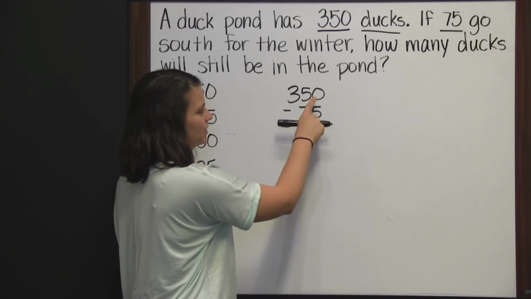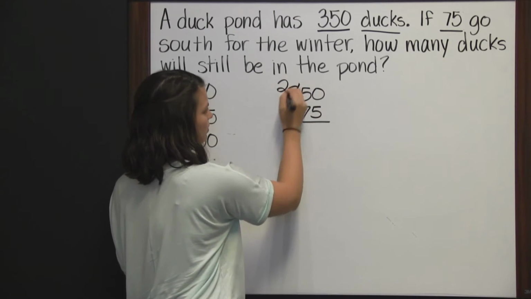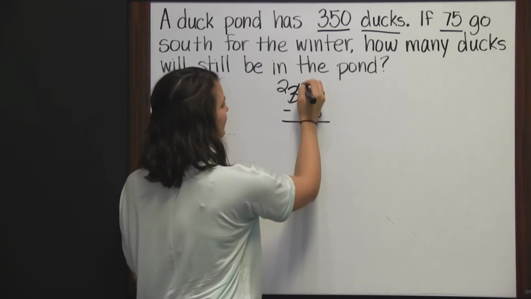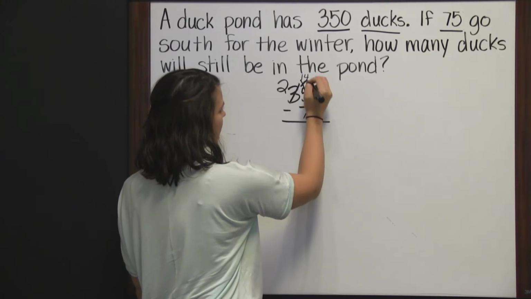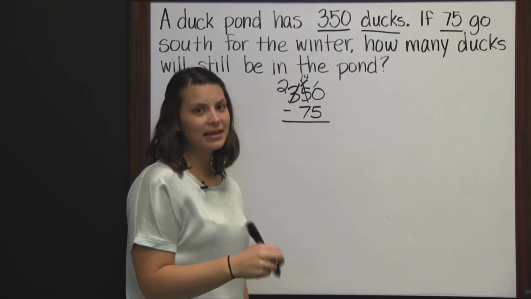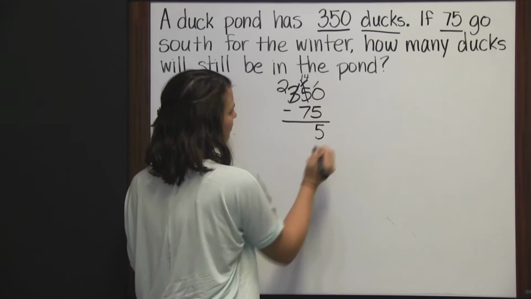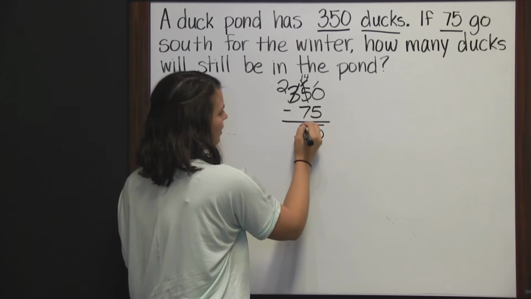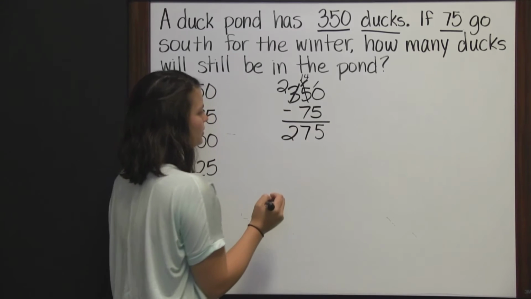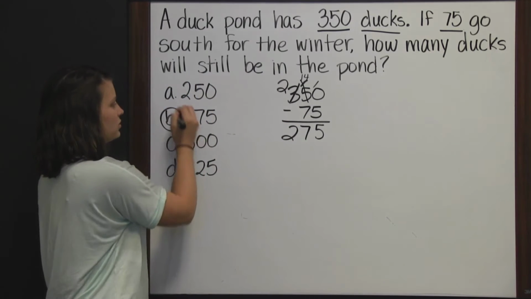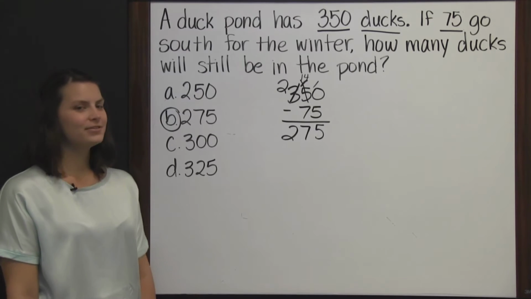We can't take 5 from 0 or 7 from 5, so we start by borrowing from our 3, and it becomes a 2. So we put our 1 here, 15, but we're going to borrow from 15, so it is now 14, so that we can make 10 for our last number, so we can take 5 from 10 and get 5. 14 minus 7 is 7, and we bring down our 2. 2 minus nothing is 2, so that means there are 275 ducks left in the pond after the 75 go south for the winter.